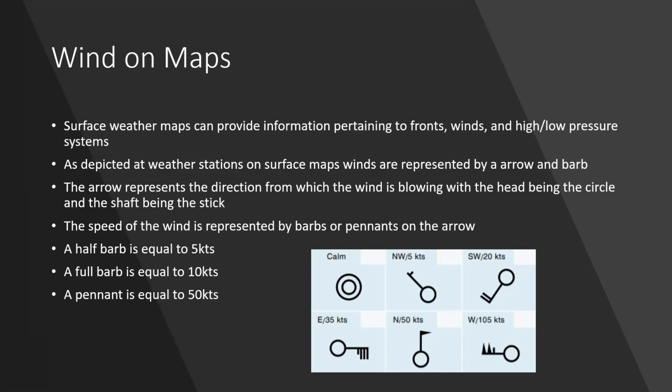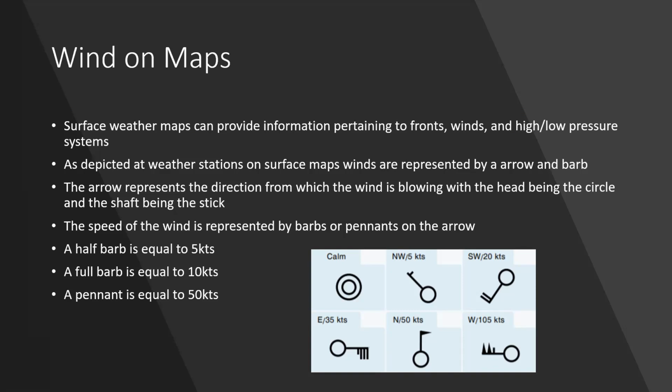The long end of this little stick coming off of the circle indicates wind direction. The wind is always blowing towards the circle from the stick. So in this case, the wind is blowing from the northwest at 5 knots. You can see that little stick is pointing towards the northwest, indicating it's coming from the northwest at 5 knots, which is indicated by the half barb. So that's how you read those.